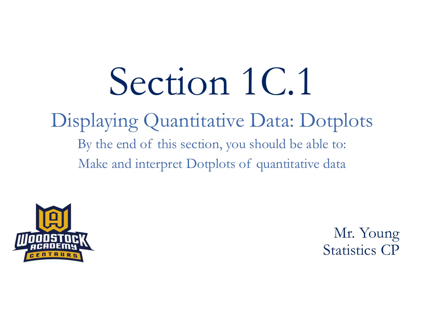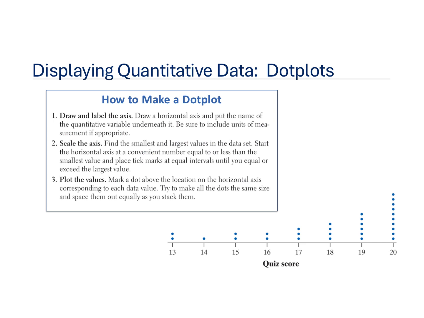All right, moving into section 1C, at least 1C part 1, displaying quantitative data, and this will be all about dot plots. This might be one of the fastest skills that we get through because dot plots are probably the easiest plot to make. It's definitely the easiest one that we make in this course. It might be the easiest sort of graph of data that you've made in your life.